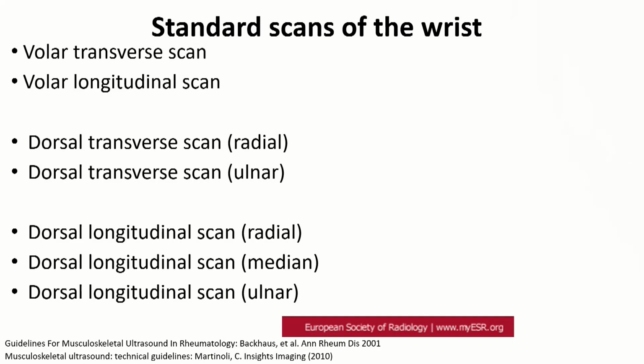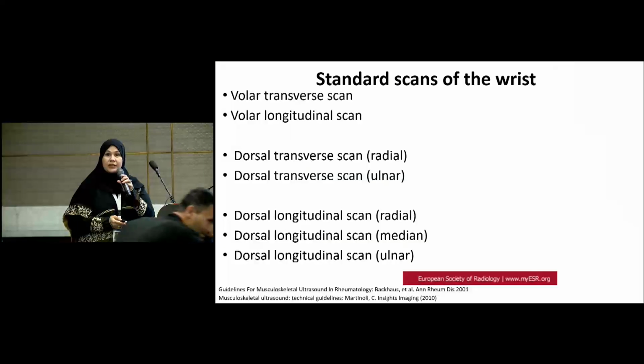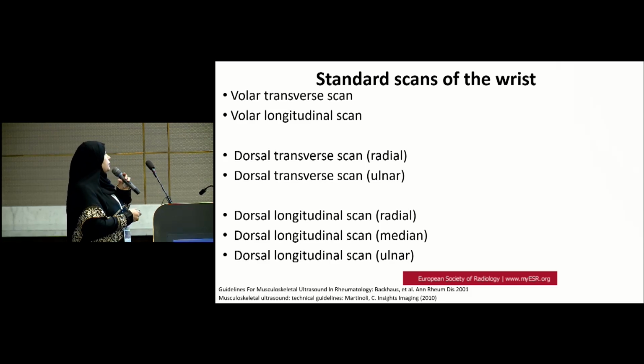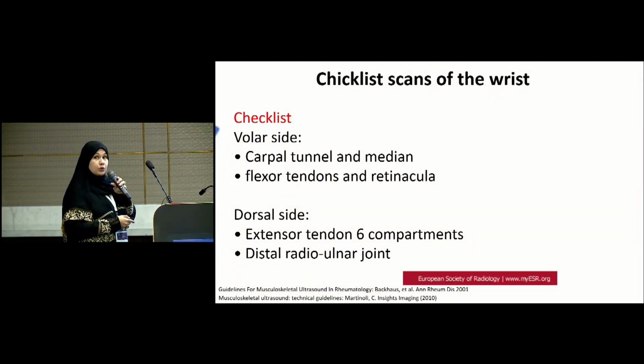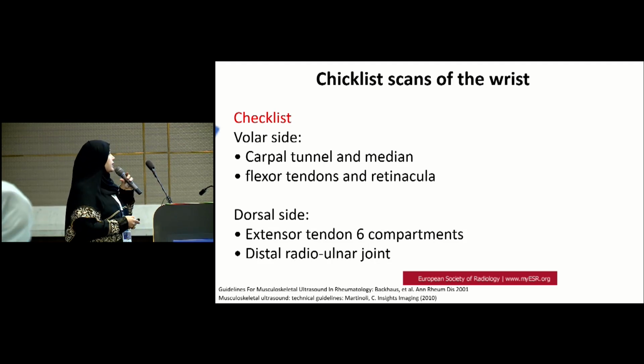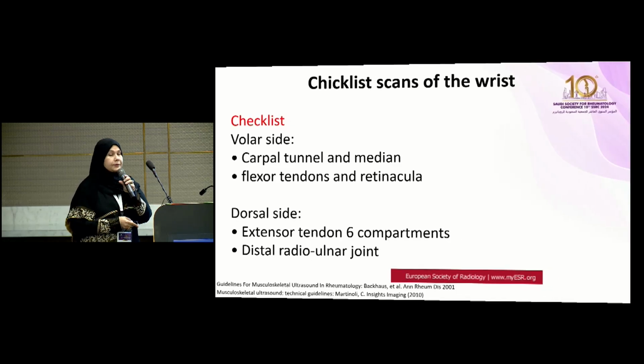What is the standard technique of the wrist joint? You need volar and dorsal, longitudinal and transverse scans. But be sure that you scan all the areas, radial, medial and ulnar. Your checklist to be scanned in this joint is the carpal tunnel and median nerve as well as flexor tendon in the volar aspect. However, in the dorsal aspect, you need to scan the 6th compartment of the wrist as well as the distal radioulnar joint.